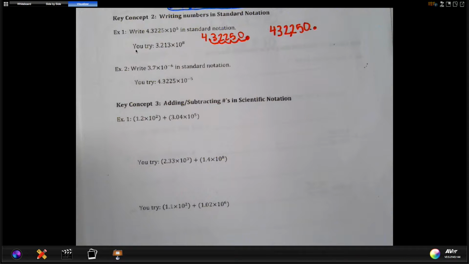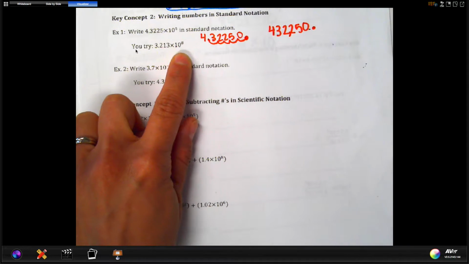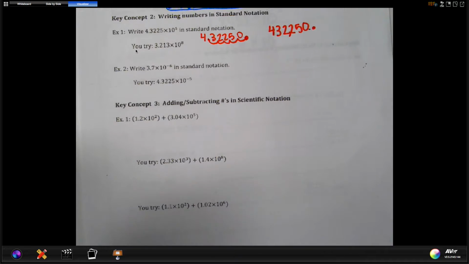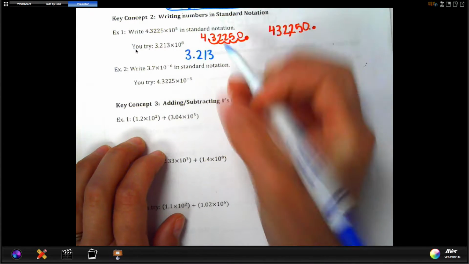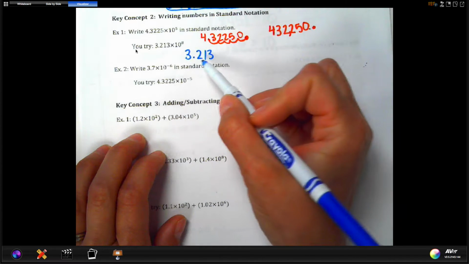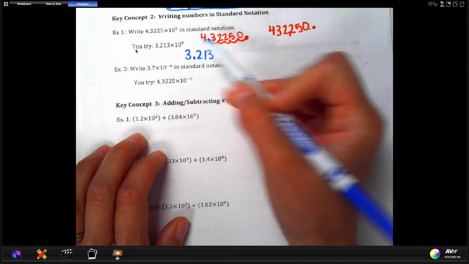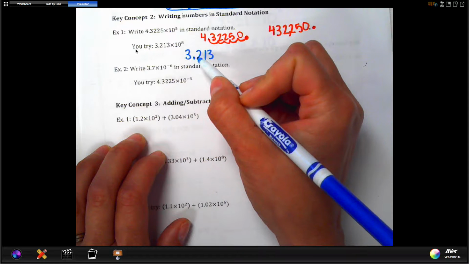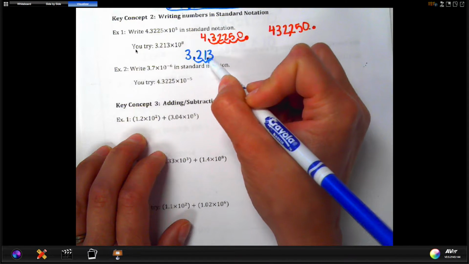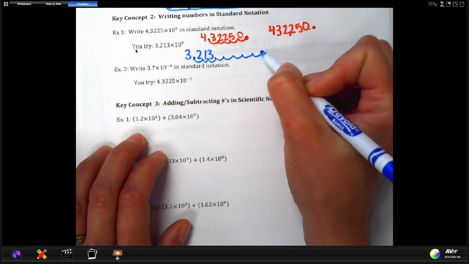Okay, let's try again. Next one, 3.213 times 10 to the 8th. Again, we want to do the work out by writing that decimal 3.213 and then using our pen or pencil to move that decimal 8 places. Again, 8 is positive, so we want this number to be really large when we're done. So we're going to go to the right. 1, 2, 3, 4, 5, 6, 7, 8, and then we stop.